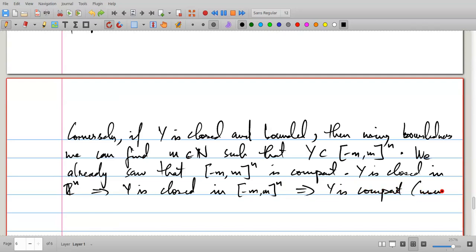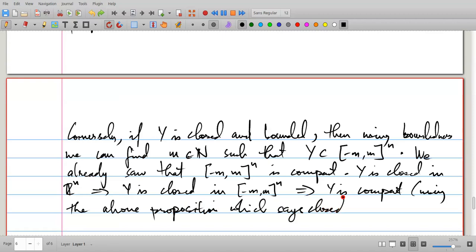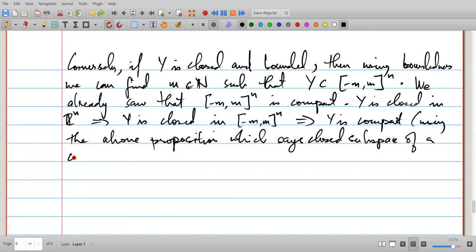Using the above proposition, which says a closed subspace of a compact space is compact. So we will end this lecture here.